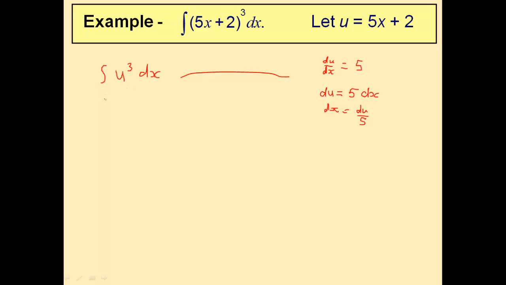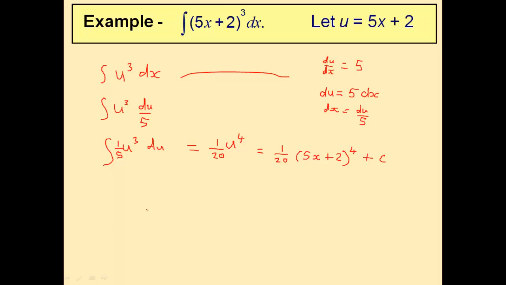We can then place this back in here, so our integral now becomes u cubed du over 5. So in other words, we're integrating 1/5 u cubed with respect to u, which we can do. U cubed goes to u to the power of 4 over 4, so we get 1 over 5 times 4, 20. And we can then replace our x term back in. And don't forget, it's an indefinite integral, so we'll add a plus c, a constant of integration.